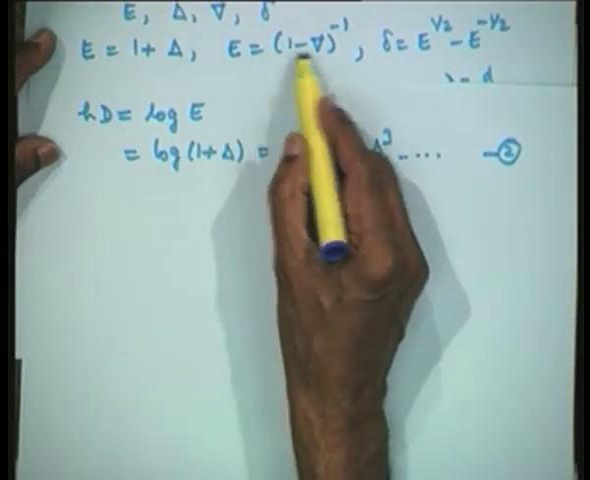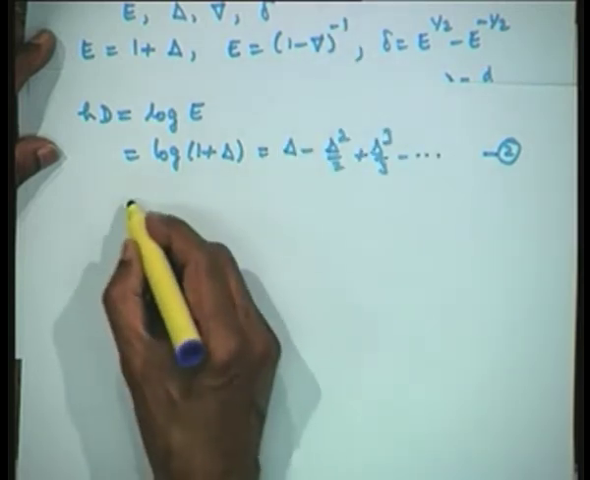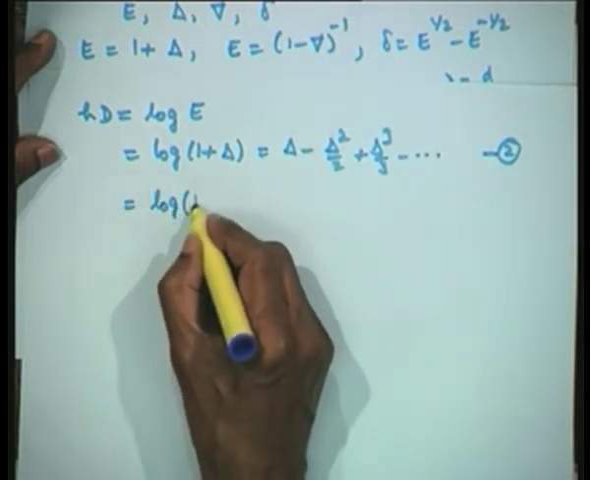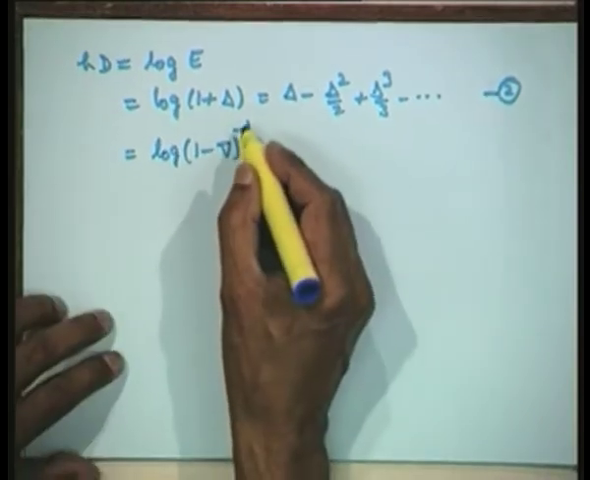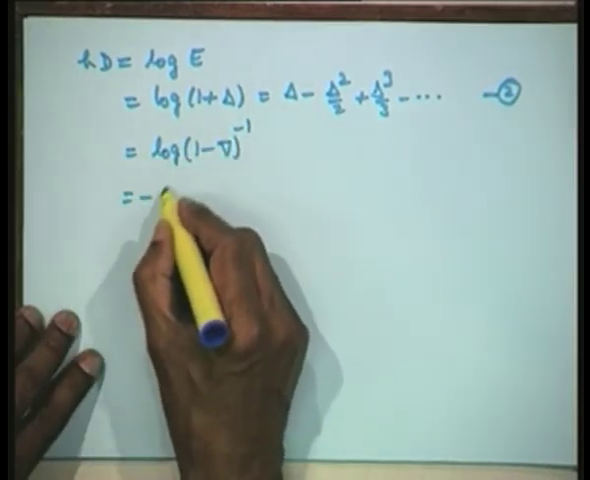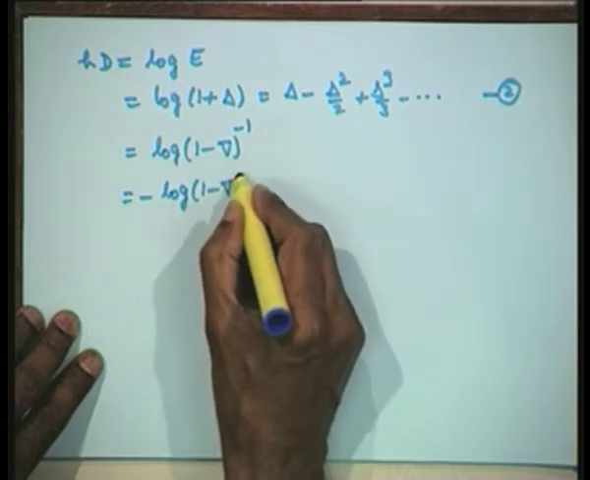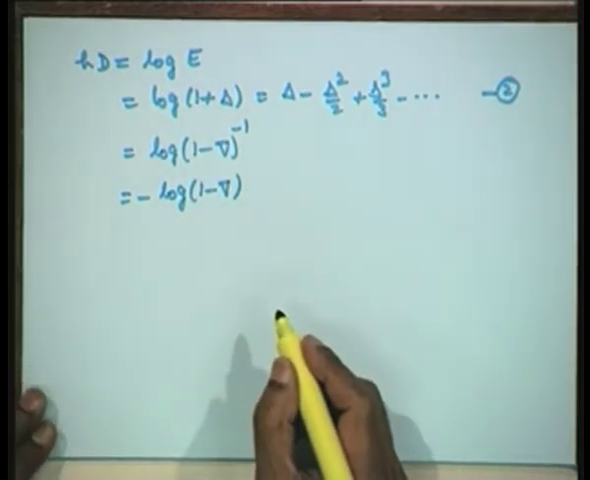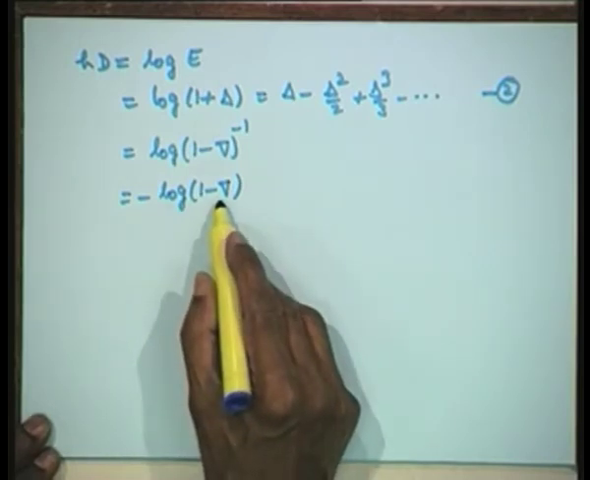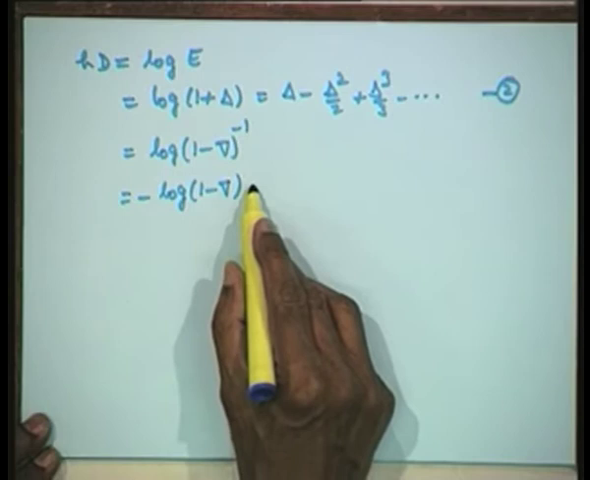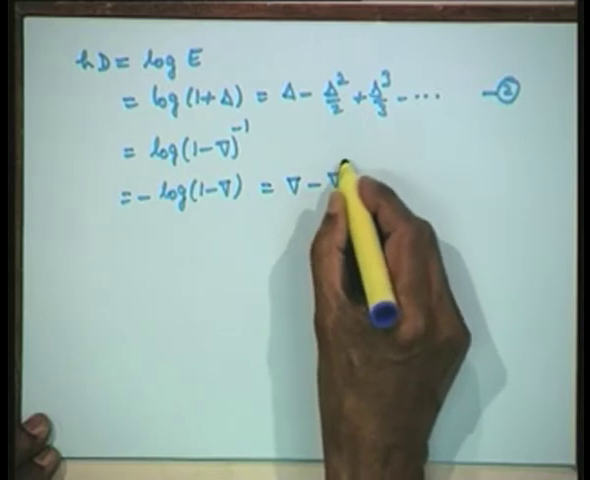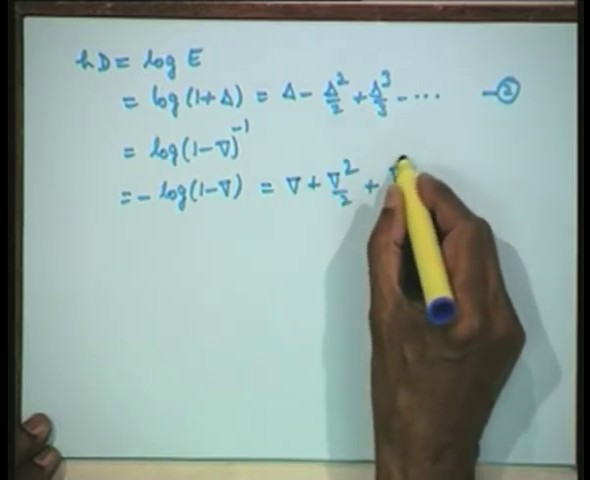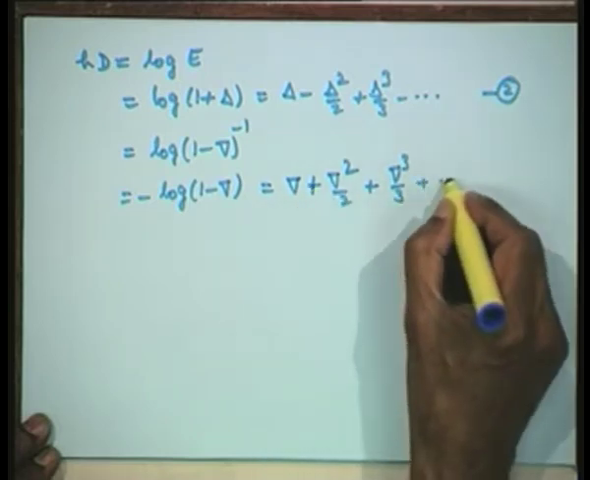Now, if I want backward differences, I will use E is equal to 1 minus backward delta inverse. So I will write this as logarithm of 1 minus backward difference inverse. Let us take minus 1 out. So this will be minus of log of 1 minus delta. Now, let us expand this logarithm. This will be minus delta squared by 2 and there is a minus sign outside. Therefore, all of them would be positive: delta squared by 2 plus delta cubed by 3 plus so on.